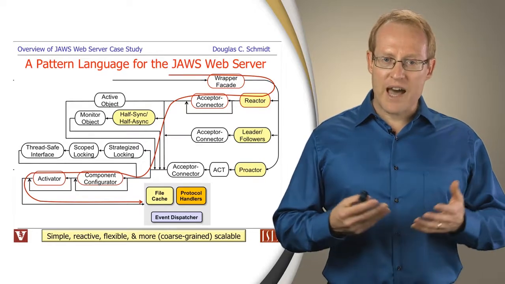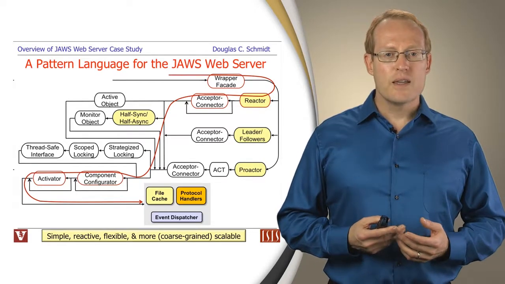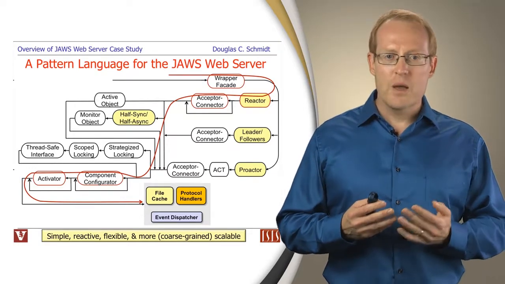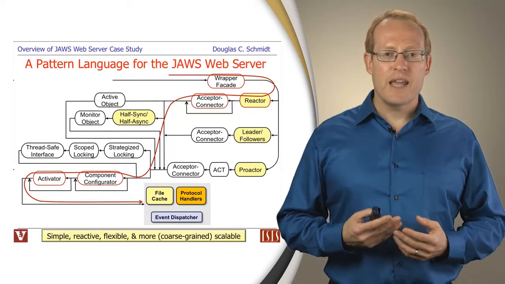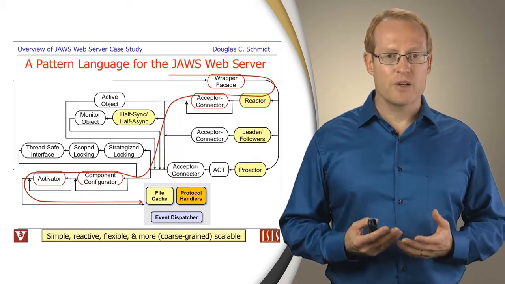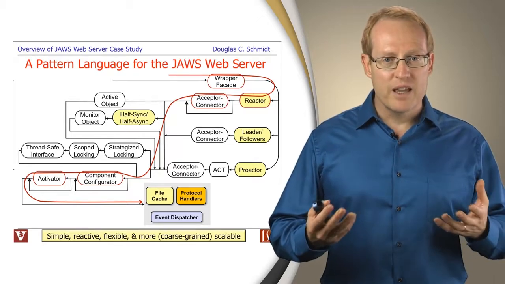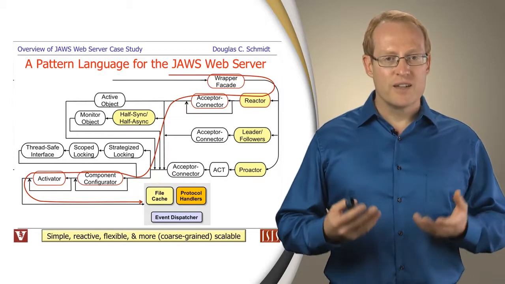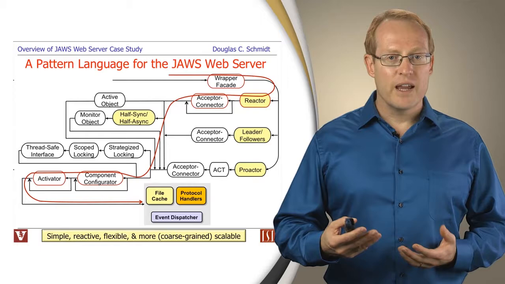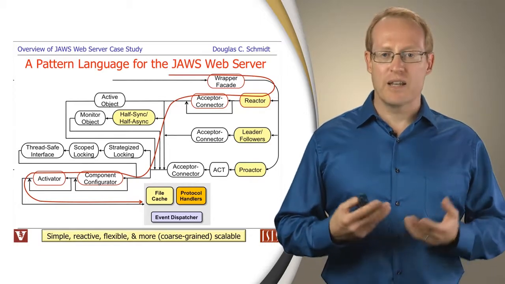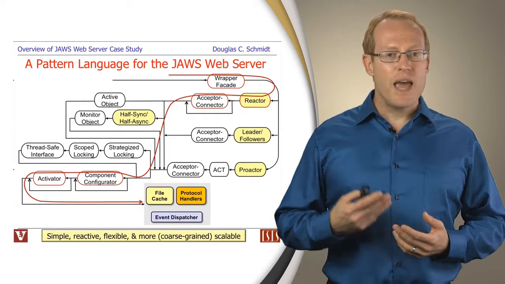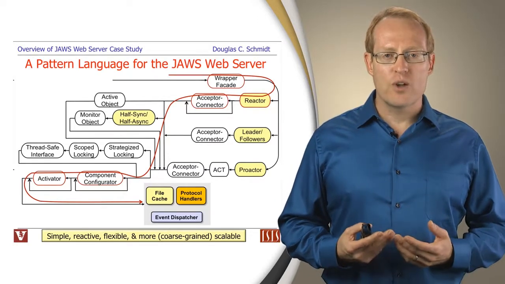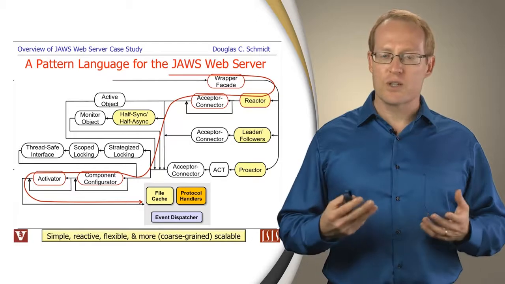The next path through the pattern language we'll explore keeps the wrapper facade, reactor, and acceptor connector patterns, but then it adds a couple more patterns. It adds component configurator to make it possible to dynamically configure the choice of particular implementation details for our web server at late binding time, at installation time, or even at runtime. We could do this for a whole variety of different purposes. We could add different services, we could change caching protocols, and so on.